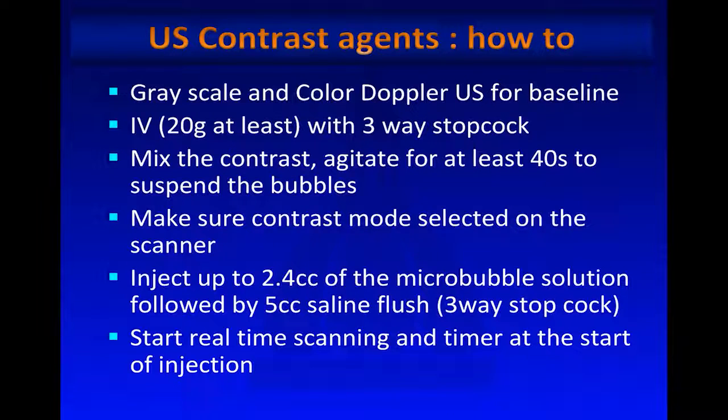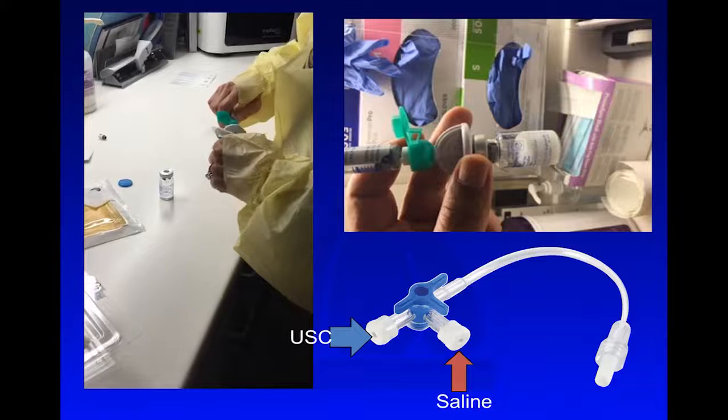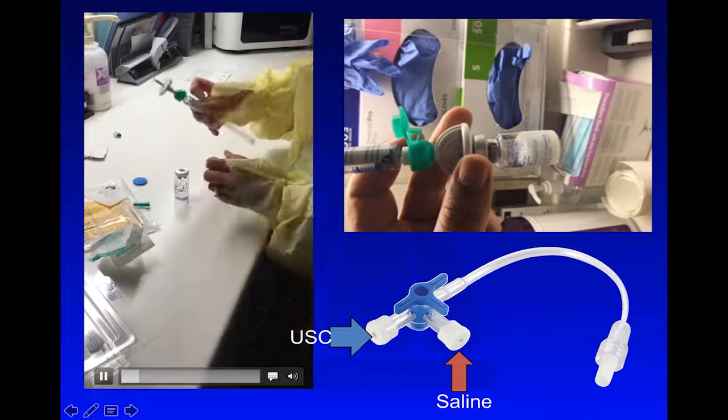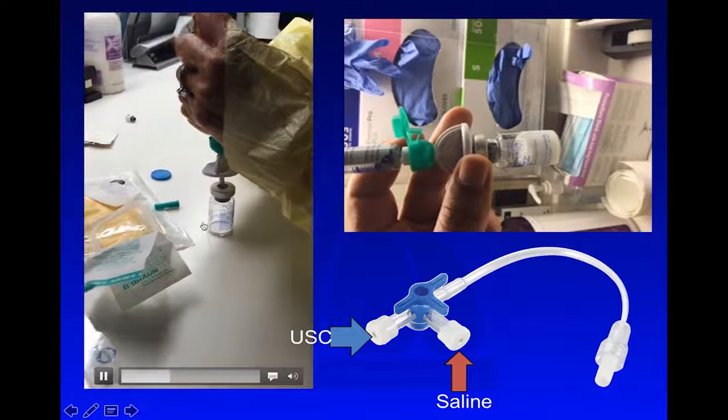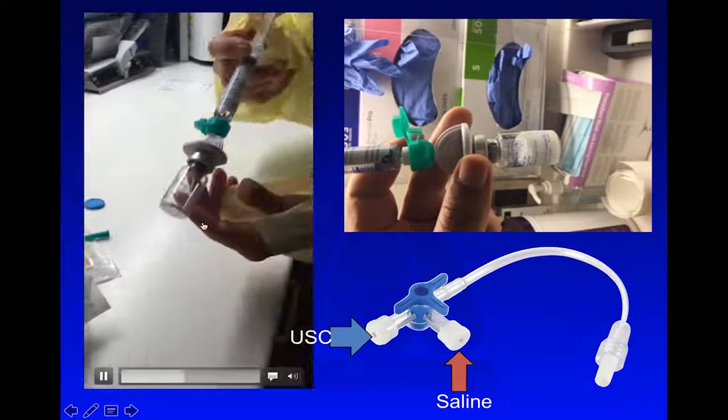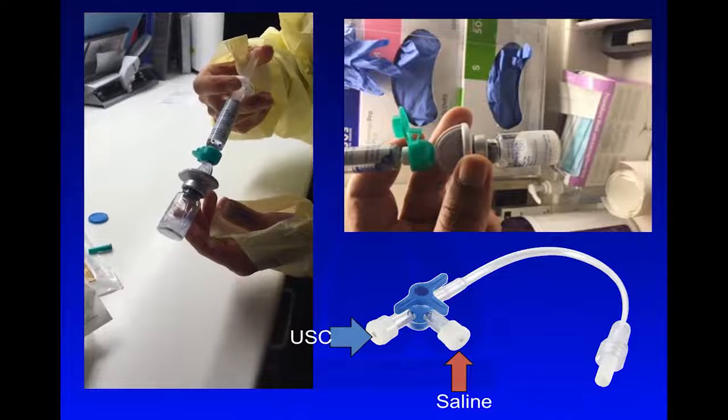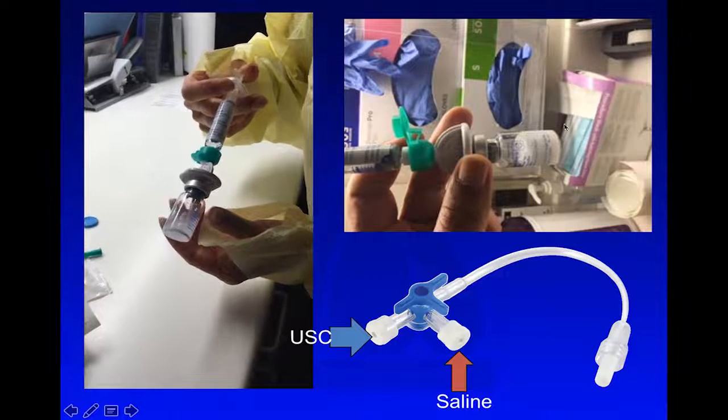And that's why you need a 3-way stop, so that you can immediately, following your bubble injection, do the flush. And you start real-time scanning and the timer on the ultrasound machine at the start of the bubble injection. So this is the contrast, the bubbles come in that kind of powder, and you need to resuspend. There's a very easy kit. You need to agitate it for 40 seconds, and you have this milky solution.